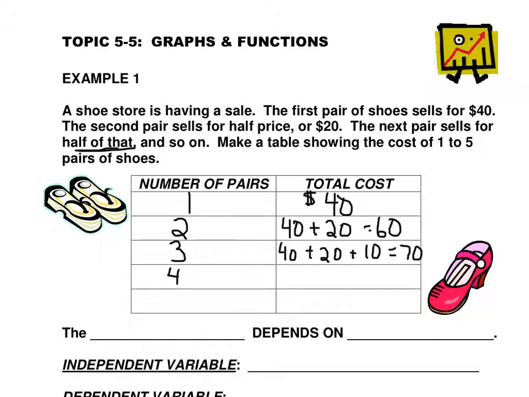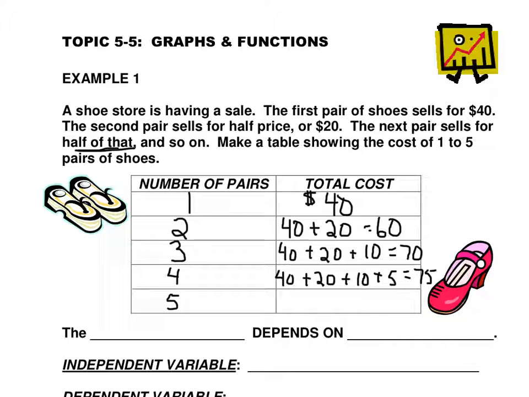If you buy 4 pairs of shoes, the same pattern continues. So it'd be 40 plus 20 plus half of that, which is 10, plus half of that, which is 5. So you'd pay $75 for 4 shoes. So you can see the more shoes you buy, the better deal you get.